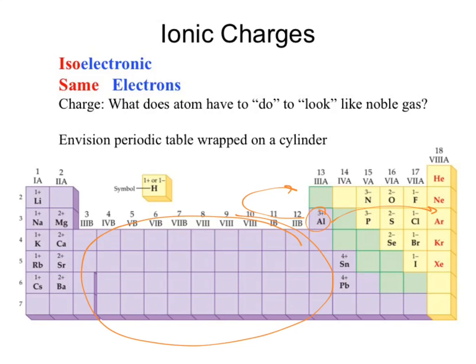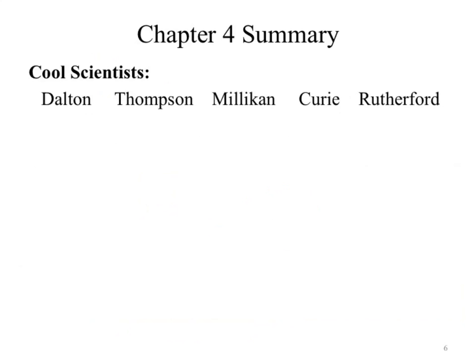Okay. So, chapter 4 is a general summary. I'm going to push through this pretty fast. Things that you guys should be picking out of this would be our cool scientists from chapter 4. You got Dalton, Thompson, Millikan, Curie, Rutherford. The two ones that you're going to have to be a little bit more careful with would be Millikan and Curie. Why would those two be a bit more troublesome?